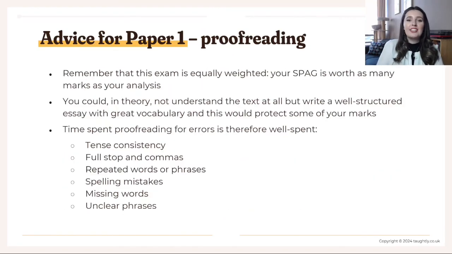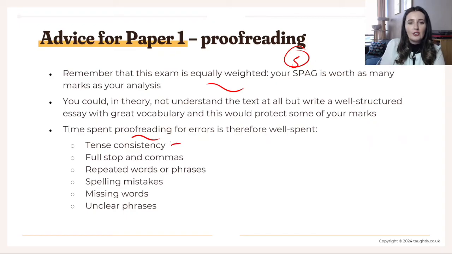Finally, on to proofreading. Do remember that this exam is equally weighted, so there are 5 marks available for your spelling, punctuation, grammar, use of academic formal language, etc. So in theory, you could not understand the text at all, but write a very well-structured essay with great vocabulary, and that will protect some of your marks, right? Because you get 5 for understanding, 5 for analysis, 5 for organisation, and 5 for language. So you get half of your marks just for writing a nice essay that's correctly written. So therefore, any time spent proofreading is time well spent.